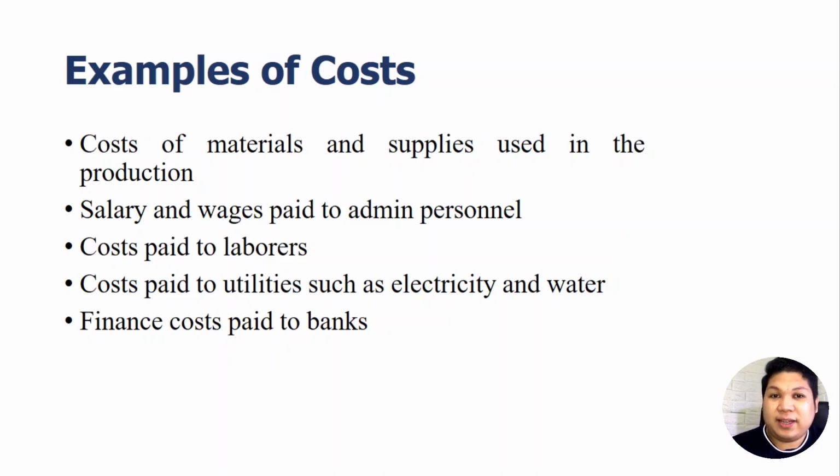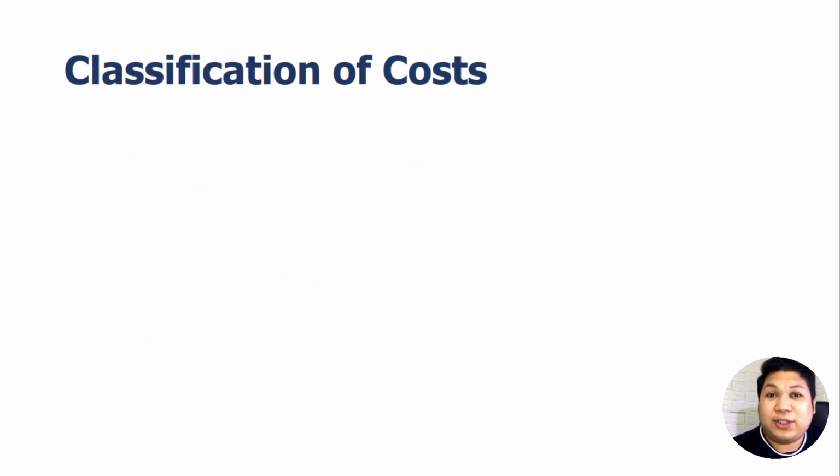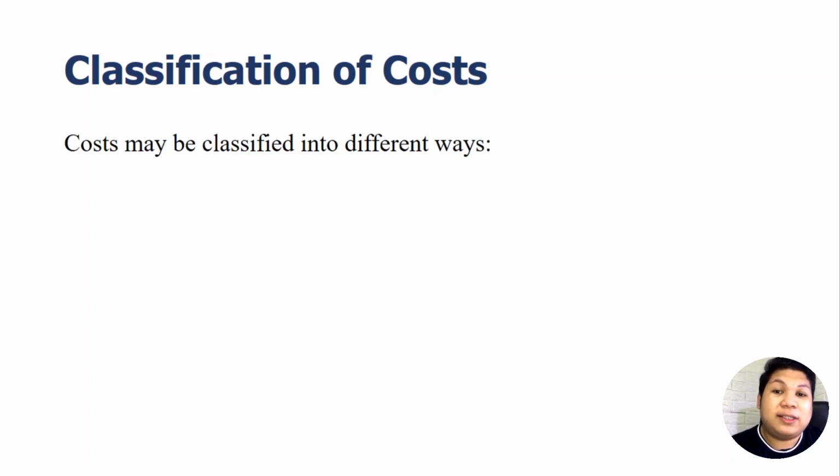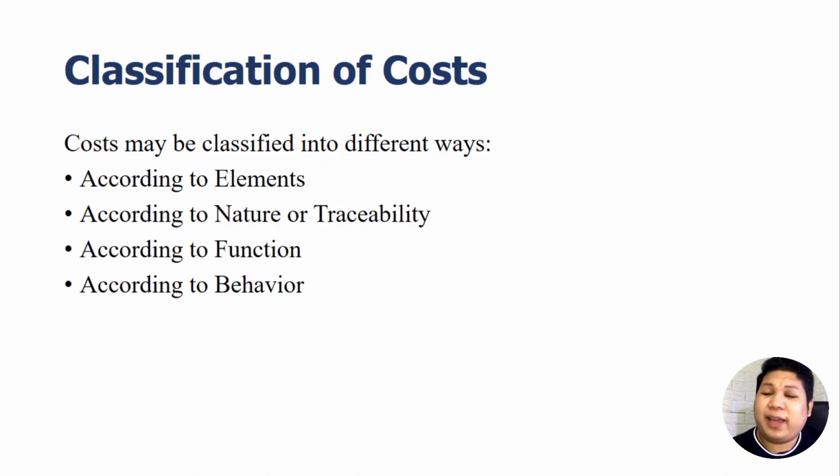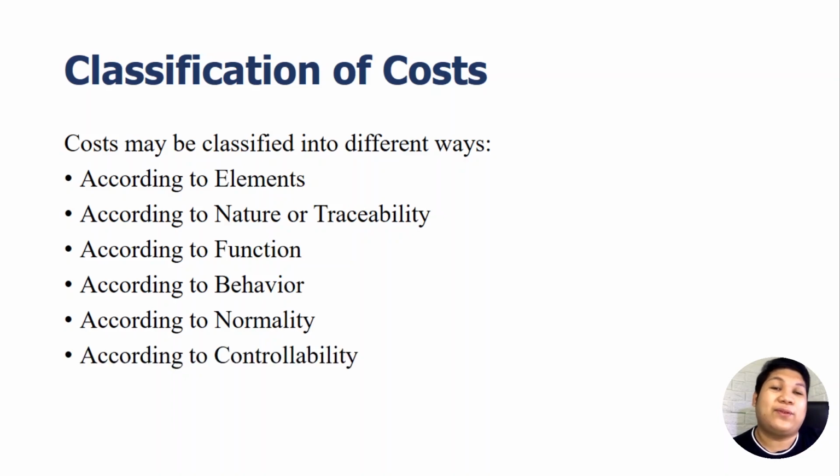So to better understand these costs, their nature, we need to classify what these costs are. Here is the classification of costs. The list here is non-exhaustive. It's not complete, but these are the most common cost classifications that we have. Costs may be classified in different ways. They could be classified according to elements, according to nature or traceability, according to function, according to behavior, normality, and of course, controllability.